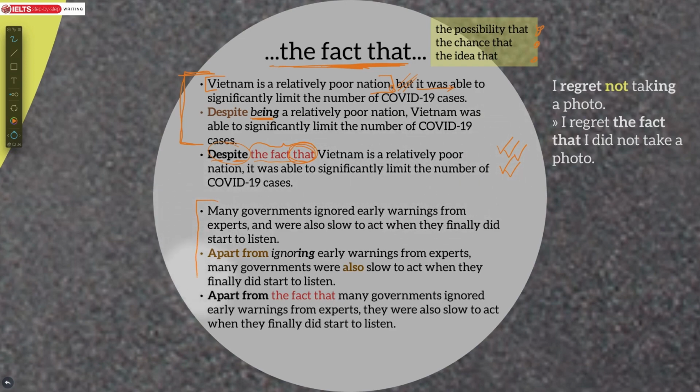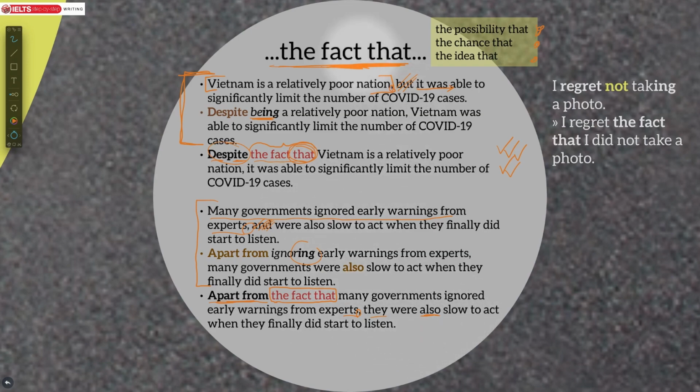Same thing here. We looked at these two sentences in the previous slide, but if you want to use apart from and you're not sure how to work this, then by all means go ahead, use the fact that, and the same thing. Many governments ignored early warning signs from experts, comma, everything stays the same, there's the comma. You just need to take away and, because you've got apart from, and then they were also slow to act when they finally did start to listen. And remember, also needs to stay there.